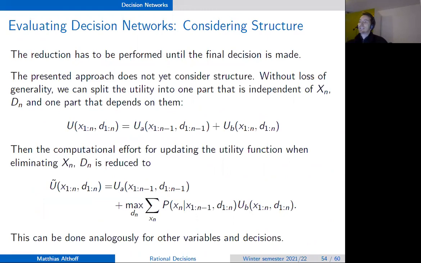Okay, and that is really a simple thing. So the utility function is usually a complicated function, and some parts or some terms of the function do not depend on xn, and these parts are put then into the part UA, and the other parts where xn is relevant are then put in the utility UB.